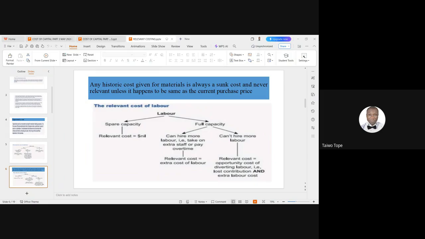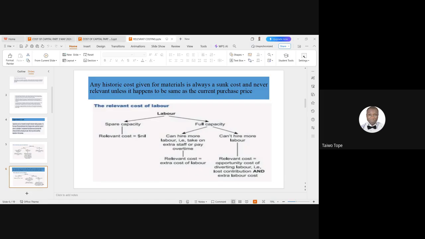So in labor, you can have a case of spare capacity. When you have spare capacity, the question will not tell you spare capacity. The question will want you to do some simple calculation: you have 50 workers, but only 20 are engaged. It means that 30 are idle. You have 30 spare capacity. So the relevant cost of the spare capacity is what? Will be nil.